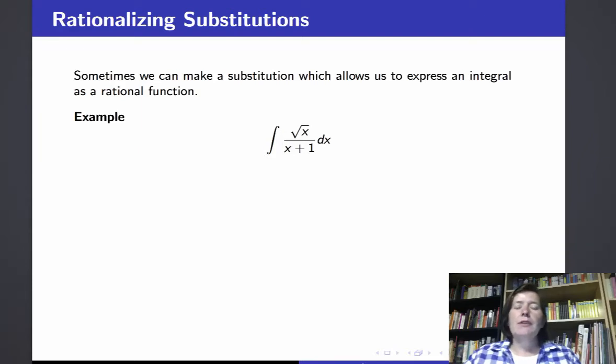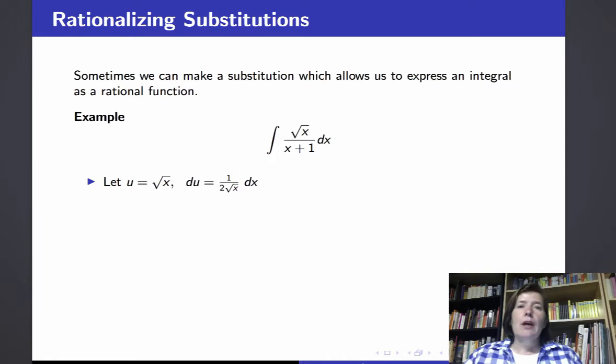Sometimes, when given an integral, we can make a substitution which allows us to express this integral as a rational function. And then, of course, theoretically, we should be able to integrate the rational function using the techniques we've just discussed of partial fractions. Let's look at an example, the integral of the square root of x over x plus 1 dx. We're going to try the substitution u equals the square root of x, but it's not immediately obvious that this is going to work.